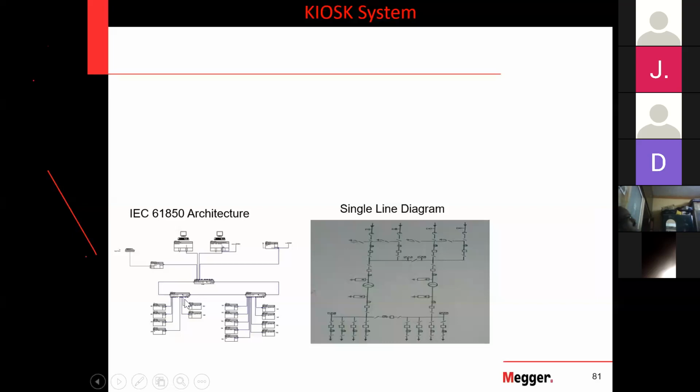relays connected to this switch, these relays connected to this switch, and the switches are connected like this. 2 switches are in the bottom. This we call it as base switch. This switch is in the station switch, and this is fiber optic cable.